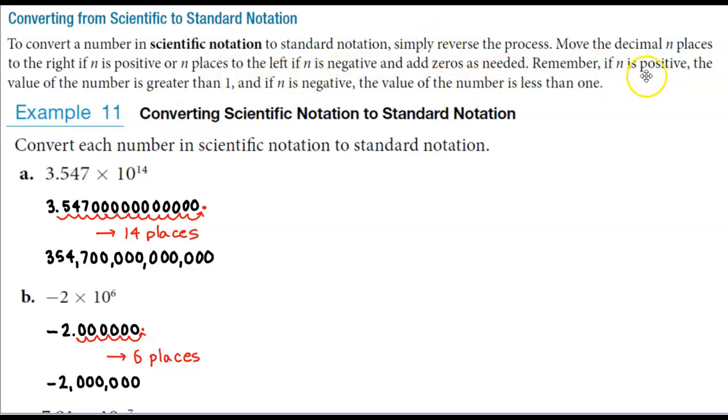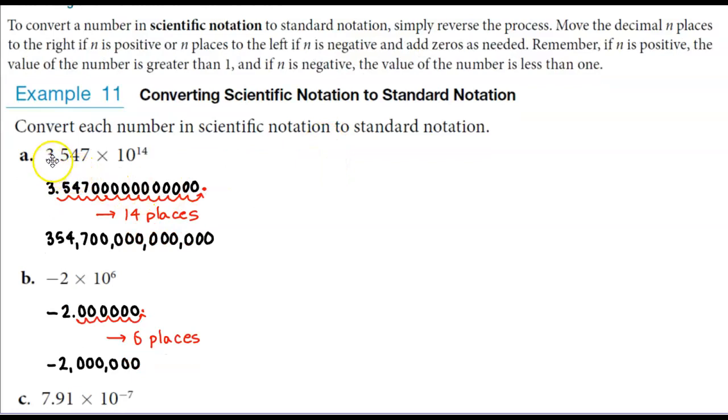Remember that if n is positive, the value of the number is greater than 1, and if n is negative, the value of the number is less than 1. So for example number 11, we're going to be converting scientific notation to standard notation. So convert each number in scientific notation to standard notation.